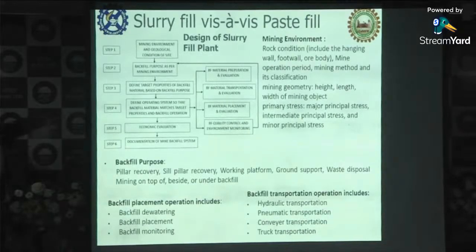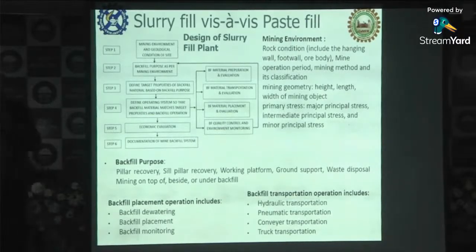Now I will just touch on the design factors. What are the design parameters which are taken into account for designing a slurry fill plant and the paste fill plant? First we will look at the mining environment and geological condition at the site. What is the mining environment? Mining environment is rock condition, including the hanging wall and footwall, the host rock and the country rock, and the ore. Mine operation period: at what time will the stope be exposed, and mining method and its classification.